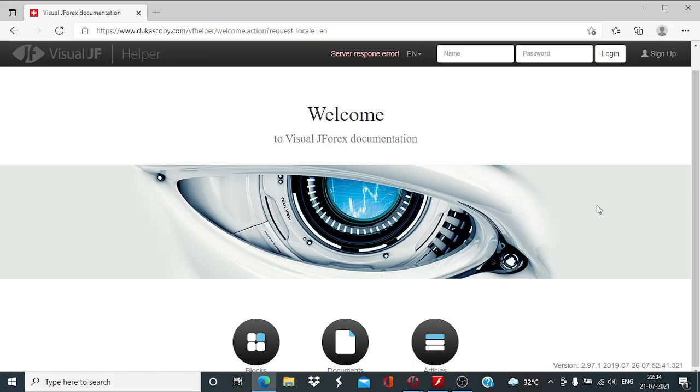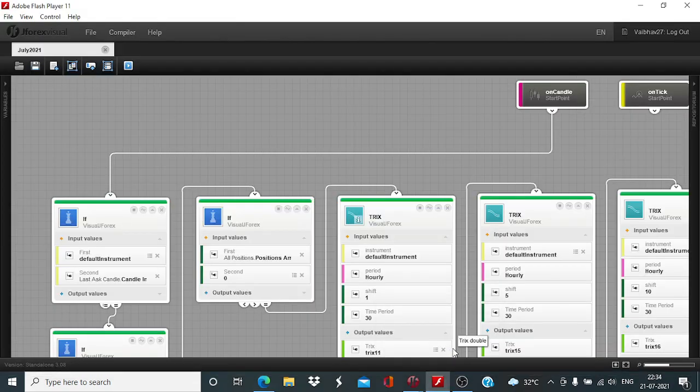Myself Vaibhav. In today's session of Visual JForex, we will be continuing our work using the indicator named triple exponential moving average, which can be shortened to TRIX. So let us now head to the Visual JForex board, which has been developed by the Dukascopy Bank SA.